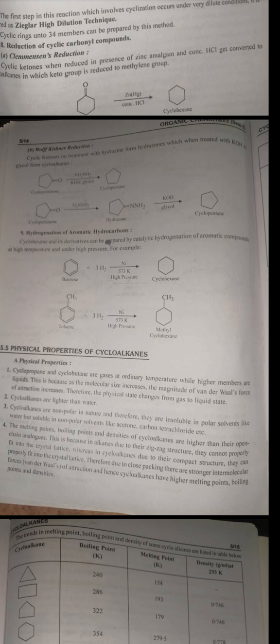Cycloalkanes are non-polar in nature, and therefore they are insoluble in polar solvents like water, but soluble in non-polar solvents like acetone and carbon tetrachloride. The melting point, boiling point and density of cycloalkanes are higher than their open chain analogues. This is because alkanes, due to their zigzag structure, cannot properly fit into the crystal lattice, whereas cycloalkanes, due to their compact structure, can properly fit into the crystal lattice. Therefore, due to close packing, there are stronger intermolecular forces of attraction, and hence cycloalkanes have higher melting points, boiling points, and densities.